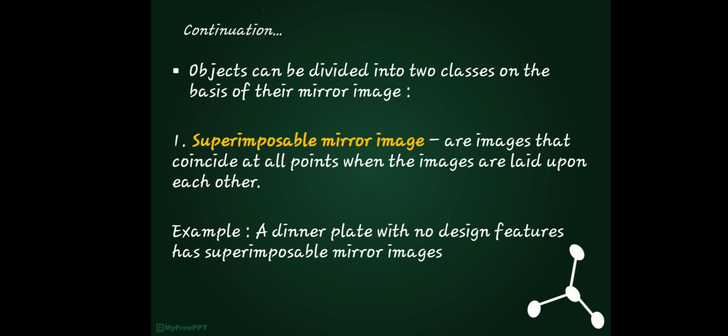It explains now the division of it. Objects can be divided into two classes on the basis of their mirror image: superimposable mirror image and non-superimposable mirror image. Let's discuss first what a superimposable mirror image is. Superimposable mirror images are images that coincide at all points when the images are laid upon each other. Example, a dinner plate with no design feature has a superimposable mirror image. Right? Because once you look at an object without a feature or without a design, you are looking at something superimposable.